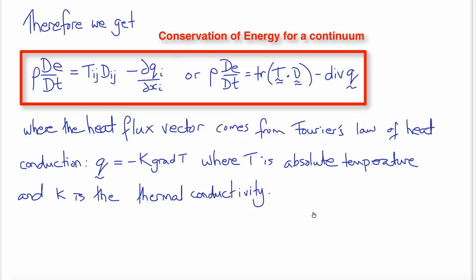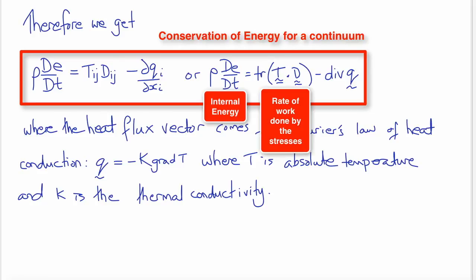So this is the conservation of energy for a continuum. It includes three terms: the internal energy, the rate of work done by the stresses, which derived from the work done by the body and surface forces and was simplified by application of conservation of linear momentum, and then the rate of heat entering the system. So all that leaves is the question, well, what is the internal energy I, or the internal energy density E?